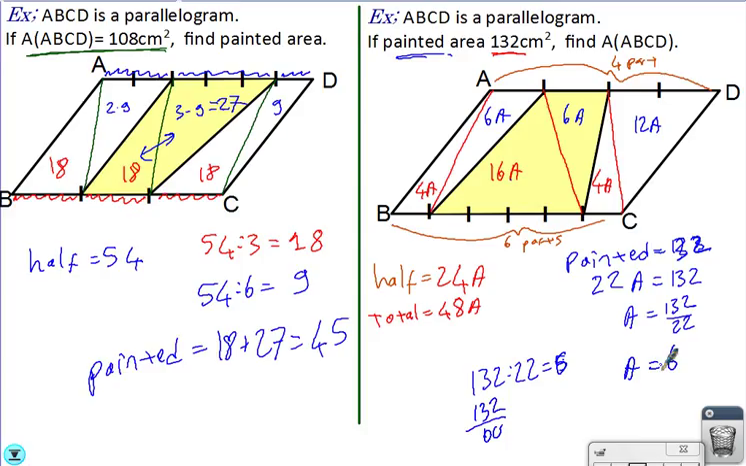So right now we are looking to find the area of ABCD. The total area, 48 times 6. 6 times 8, 48. We have 4. 6 times 4, 24 plus 4, 288 is the final answer.